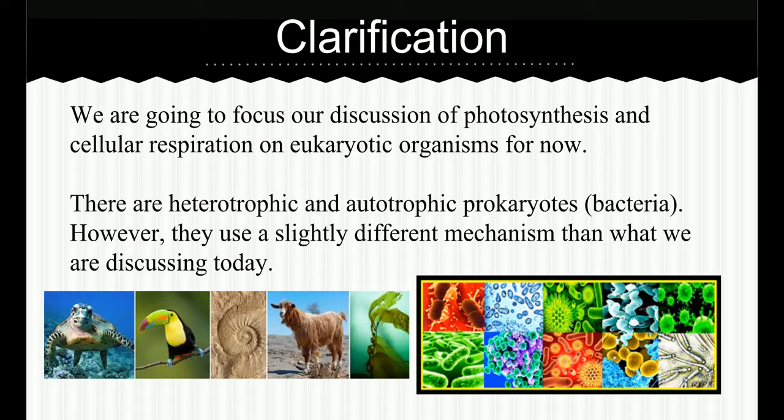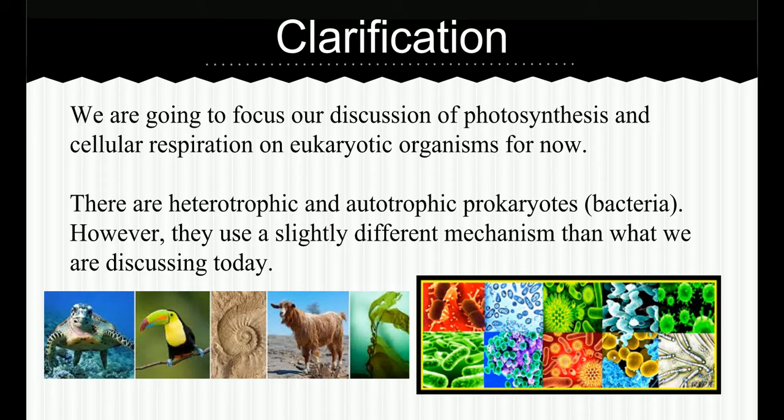Quick clarification statement before we continue on. Our discussion today on photosynthesis and cellular respiration is going to focus on eukaryotic organisms, so organisms that have a nucleus and membrane-bound organelles. If you look down at the pictures at the bottom, on the left-hand side, turtles, toucans, goats, these are all animals, but your animals, plants, protists, and fungi, all your eukaryotes, are really going to follow the rules of photosynthesis and cellular respiration that we're going to talk about today. You do have heterotrophic and autotrophic prokaryotes, which are the organisms pictured at the bottom right-hand side of the screen.